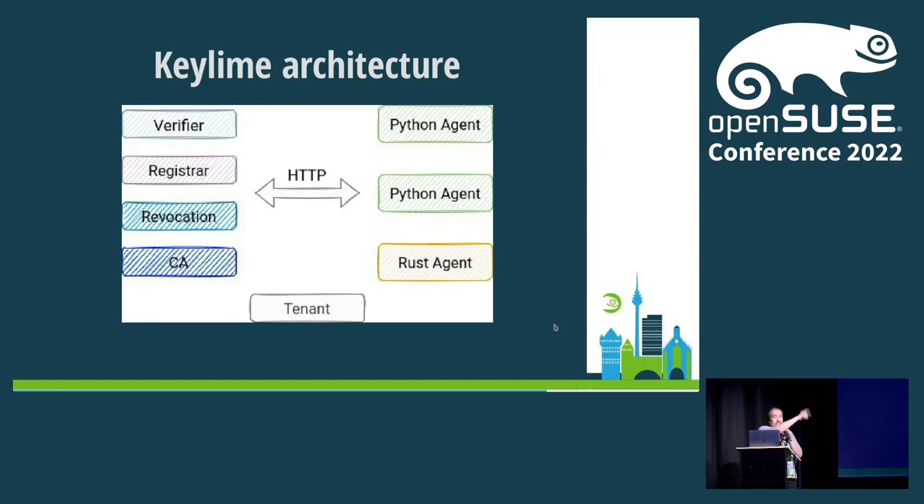And in each node in your network, you're going to have an agent, Python or Rust, and you have a CLI, the tenant, that is going to communicate with the verifier or the agent to command certain actions.